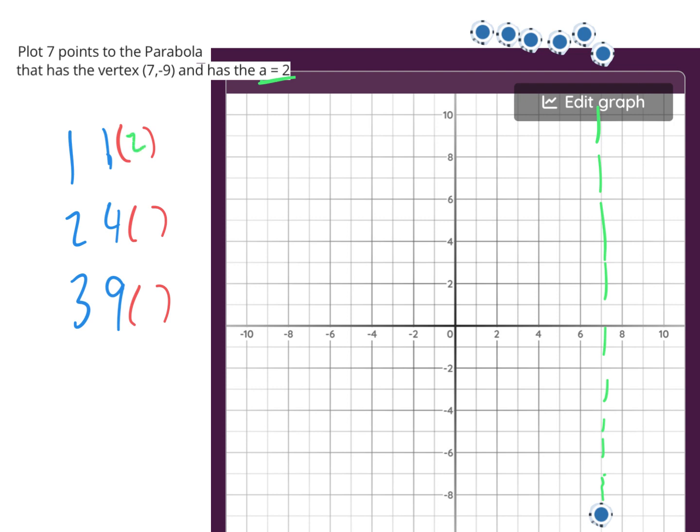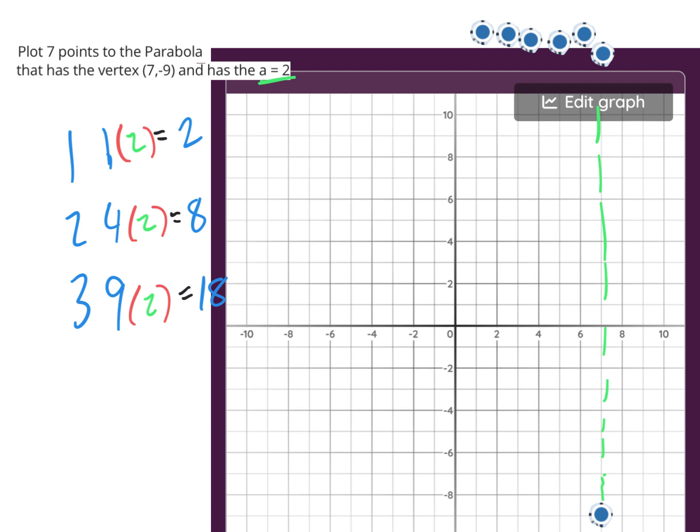So you'd be multiplying by 2, multiplying by 2, multiplying by 2. So instead of 1, 1, it's 1, 2. Instead of 2, 4, it's 2, 8. Instead of 3, 9, it's 3, 18, right? So this is the new pattern from your vertex.